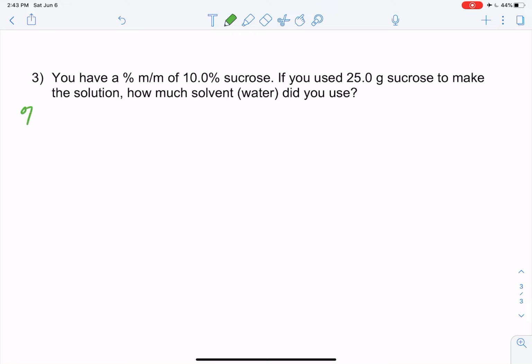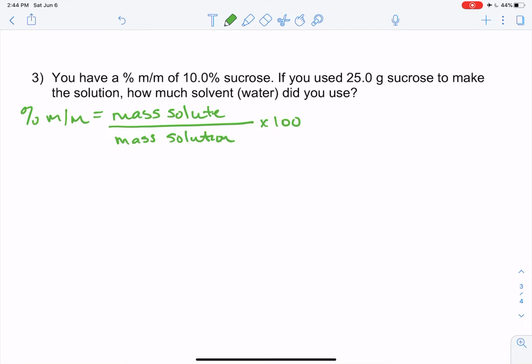So again, we can write the equation for mass percent just so we can get used to what it is, because when we write it out, it gets lodged in our brain. And this is in grams, and this is also in grams. And we want to remember that the mass of the solution is the mass of the solute plus the mass of the solvent.